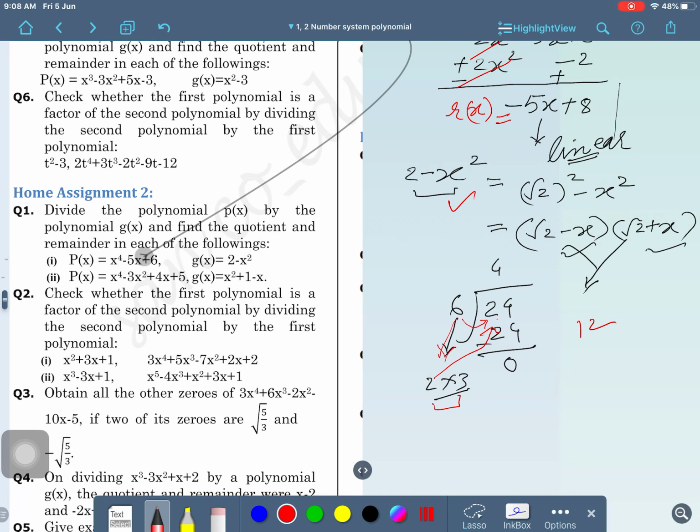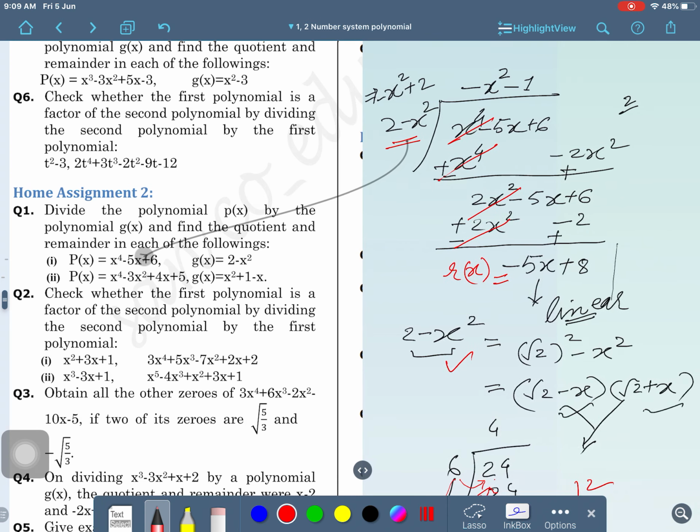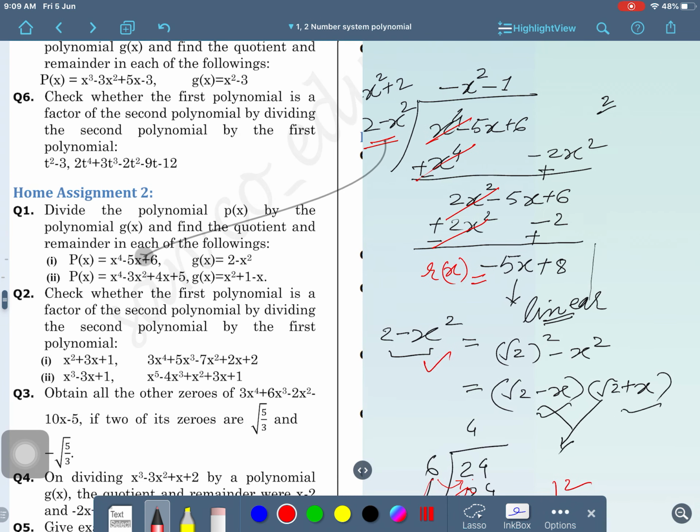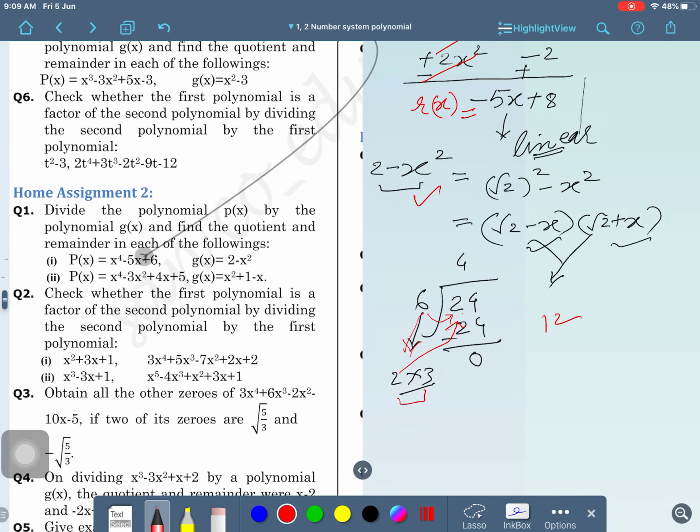Is that clear? So, the same happens here: 2 minus x square is dividing the polynomial x square minus 5x plus 6 completely. So, will root 2 minus x and root 2 plus x divide it? Yes, these will also divide here. This is the conclusion. Is that clear? So, tell me please, in the 9th class we have discussed the factor theorem.